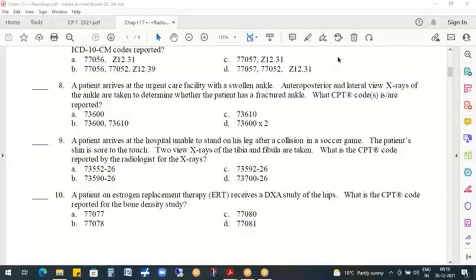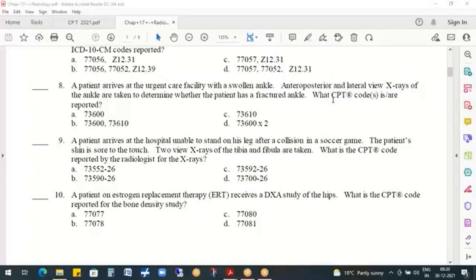If you see the first question, what is the body part? Ankle. How many views performed? 2 views. Ankle, 2 views. You can go for the code. One is anterior posterior view, another one is lateral view. Any question? Anyone? Any doubt?